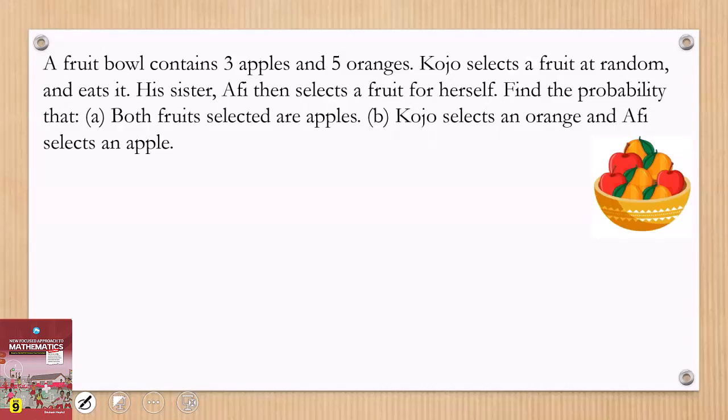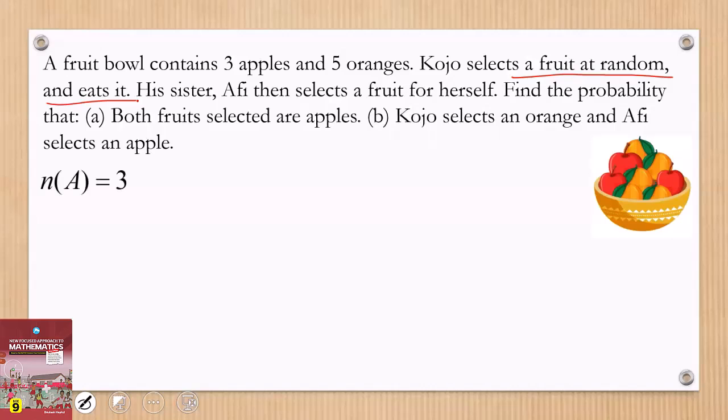Now, if you look at the question very well, you could see that once they say Kojo selects the fruit and eats it, it means that there's no replacement. What goes into his mouth cannot come back, so no replacement. It means that the probability of picking the second one depends on the first one, which makes it a dependent event.